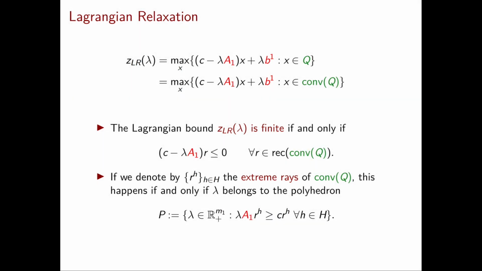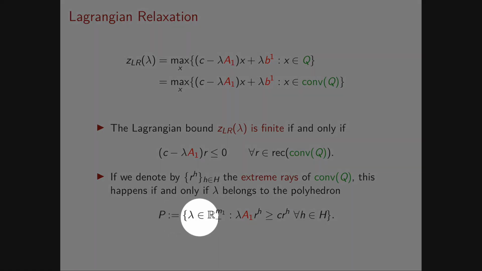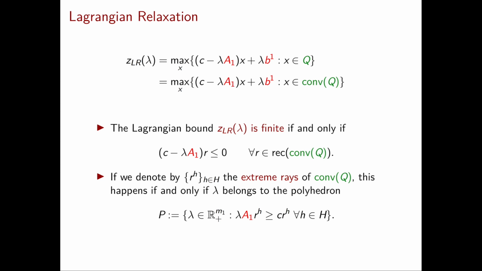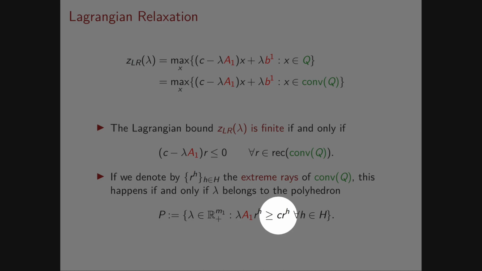Note that in this description, the variables are just lambda. Everything else is data. So A1, of course, is data. RH is just an extreme ray of the convex hull of Q, so it's data. And same goes for C.